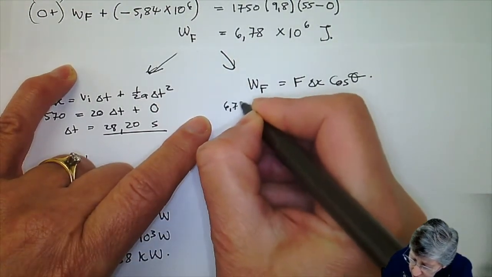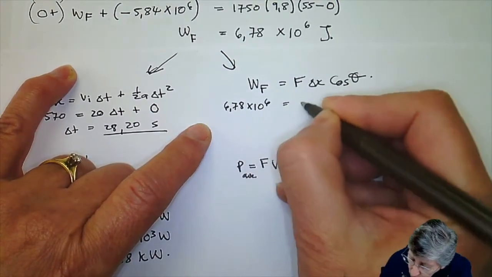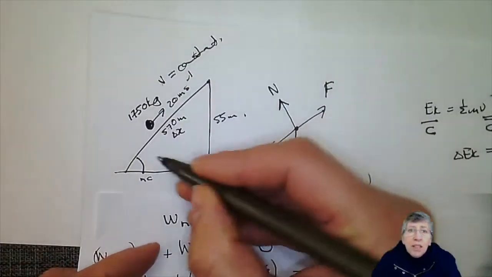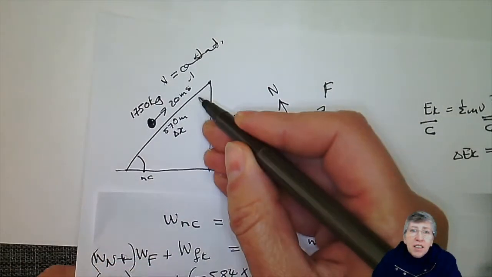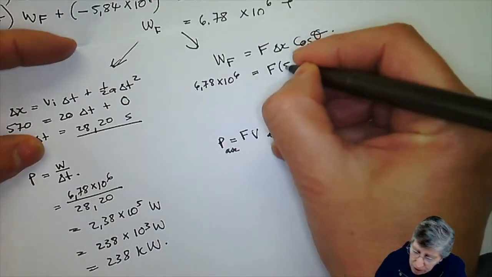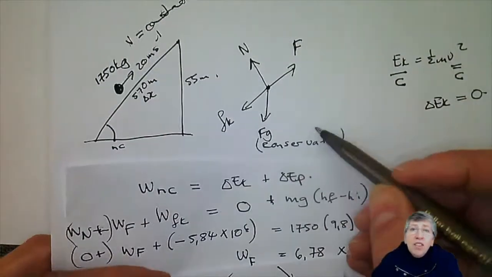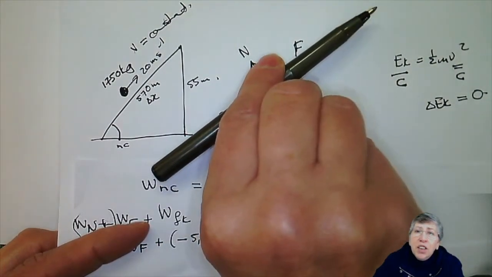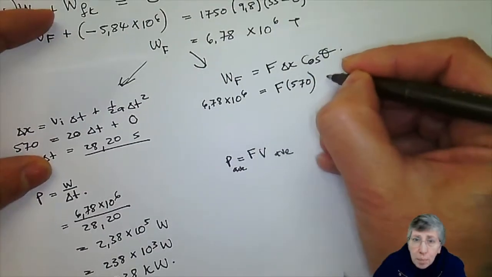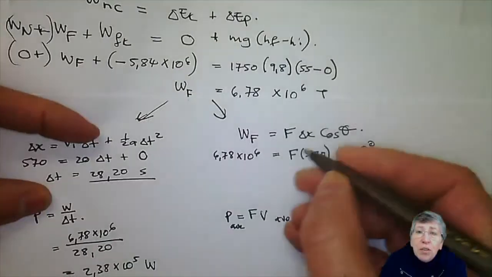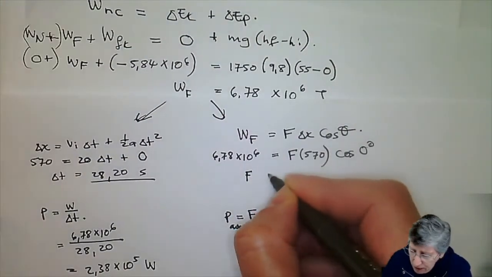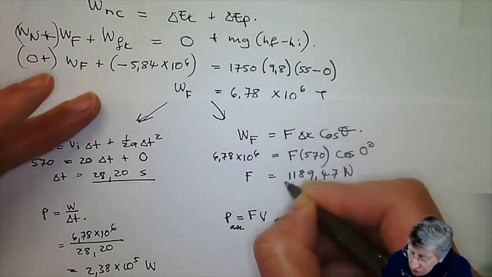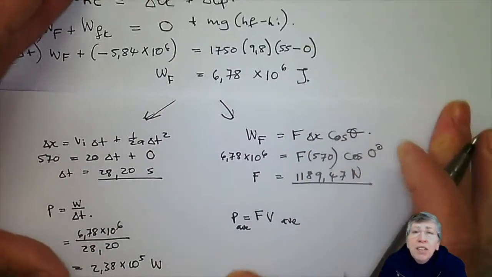And I know it's 6,78 times 10 to the 6. I'm looking for the force. What is the displacement? The displacement over here is 570 meters. So it's 570, and then I want the angle. I'm working with F. What do you know about the F? F is in the direction of movement, so that angle will be cos of 0. Then you solve for F, and you get something like 1189,47 Newton.